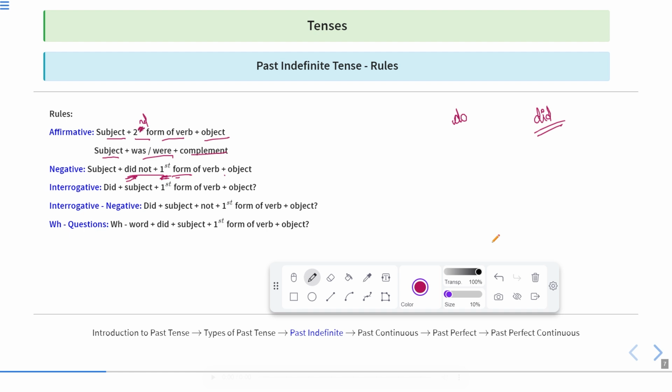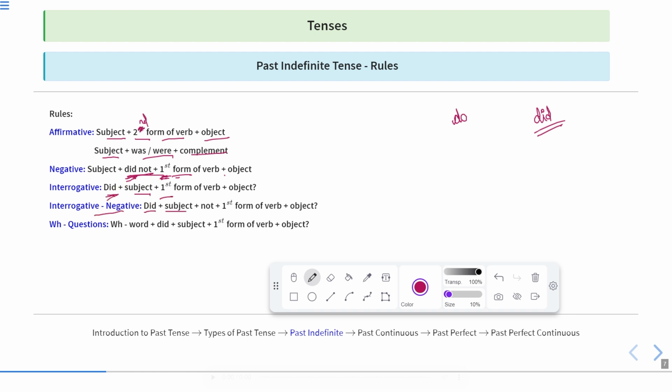And whenever we write did or any second form of verb, we will not write another verb in the second form; we will write the verb in the first form. So the main verb will be in the first form, whereas here did not will be added to make the sentence negative. In the interrogative, did will occur first before the subject, and the rest of the part will be the same, with the first form of the verb because did is coming in this sentence as well.